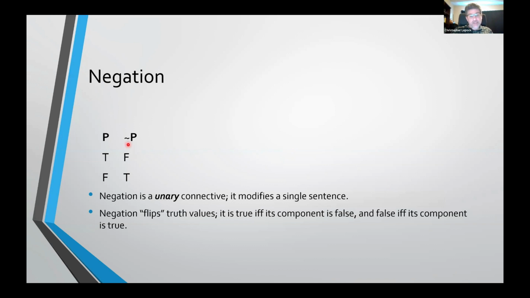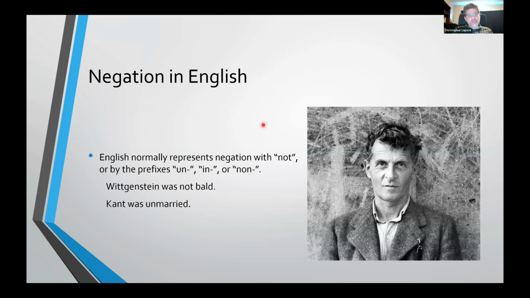So the negation goes in front of a single sentence, and what it does is it flips truth values. So if P is true, the negation of P is false. If P is false, the negation of P is true. In English, we normally represent negation with the word not, or you'll get many prefixes like un, in, non, right? So Wittgenstein was not bald. That's a picture of Wittgenstein. You can see very much not bald. Kant was unmarried. Here you have un as the way of representing the negation.